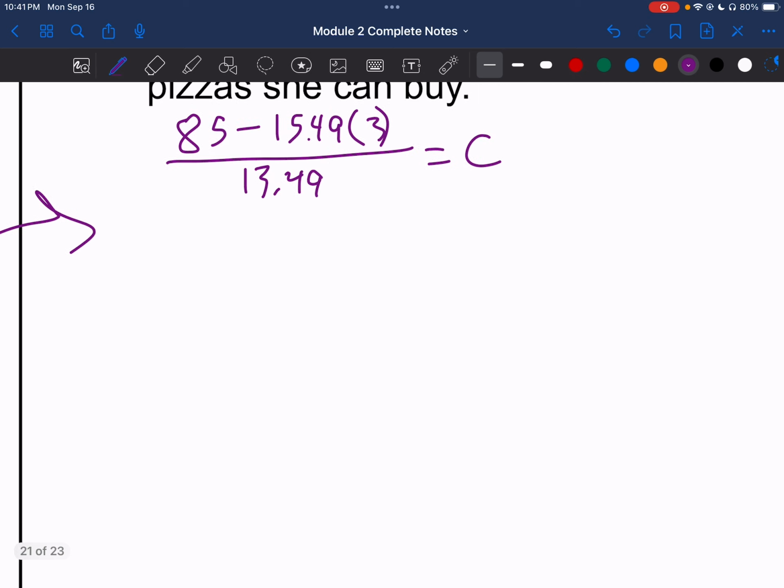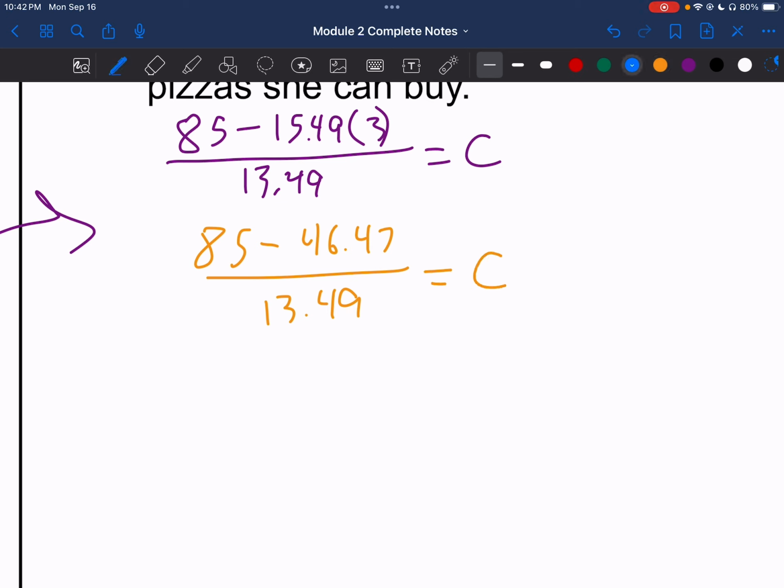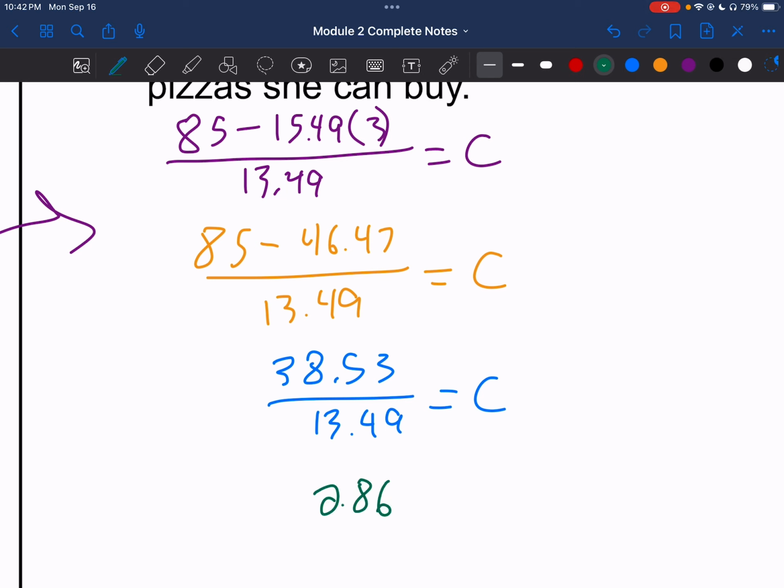So first step, we are going to do that multiplication. So we get 85 minus 15.49 times 3 is going to be 46.47 over 13.49. That's equal to C. And now we're doing the subtraction in the numerator. 85 minus 46.47, we get 38.53 over 13.49 equals C. And finally, we do our division, and we're going to get 2.86 is equal to C.